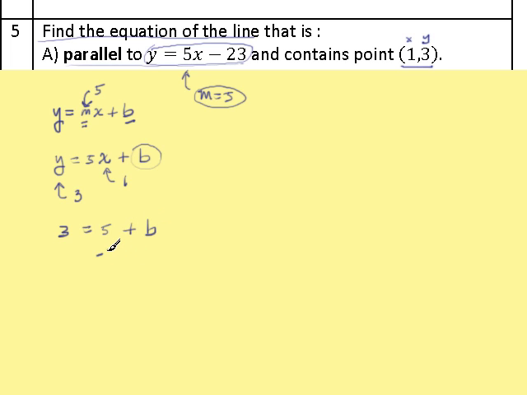And we'll solve for b. Just subtract 5 from both sides. So we get b is equal to minus 2. Now that's the missing piece of information that we needed to complete the equation of the line. So the equation of the line is y is equal to 5x minus 2.